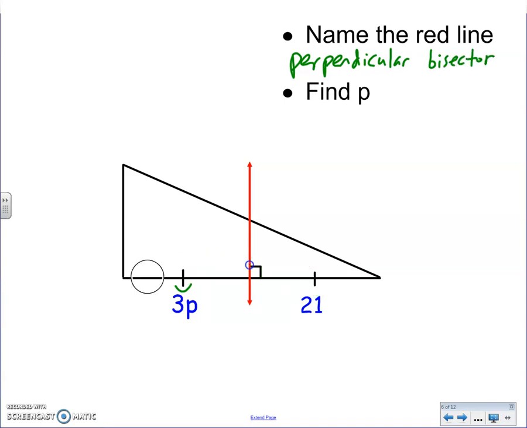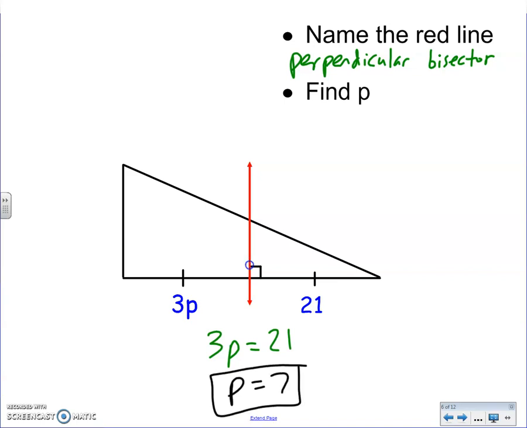Find P. Well, those are each half of the side cut by the midpoint, so we know they're equal. The left half equals the right half. 3p equals 21. Divide by 3, p equals 7. So those are 4 common examples of each type.